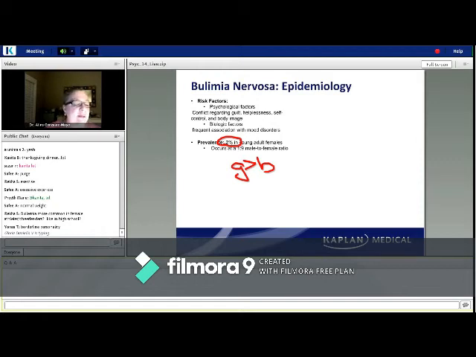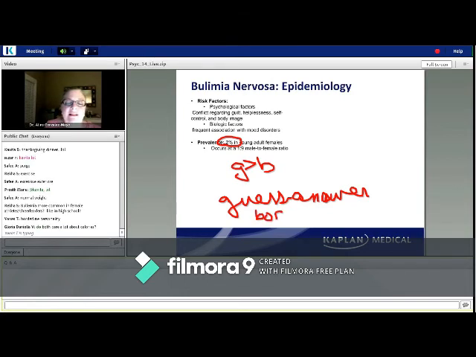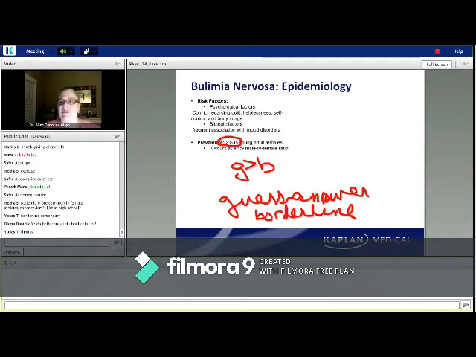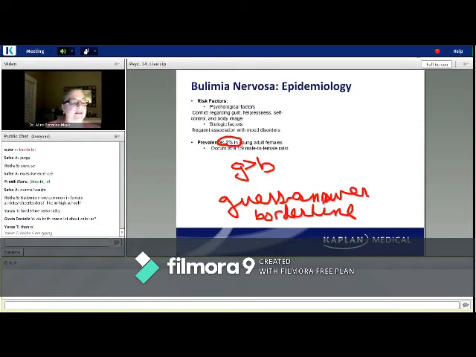Can the borderlines be linked to bulimia? Yes, the borderlines can be linked to anything, and that's the best guess answer for you, okay? So if they ever ask you a question on a personality disorder and you don't know what the answer is, always pick borderline. You know why? Because they're linked to everything. Borderline's got their hands in everything. So that's a pretty good guess.